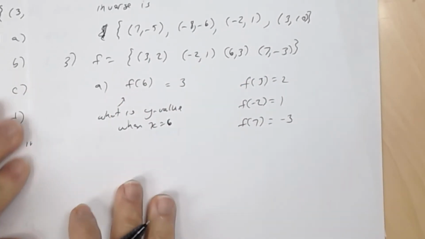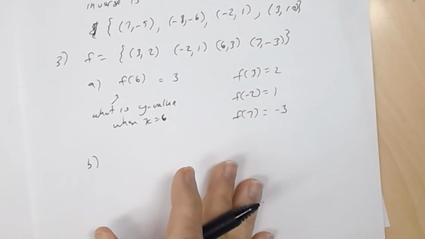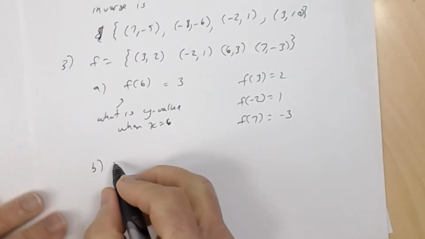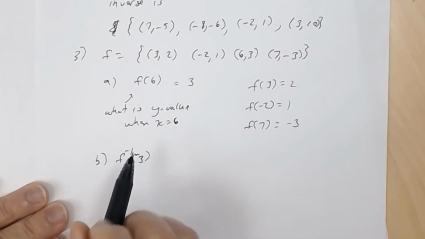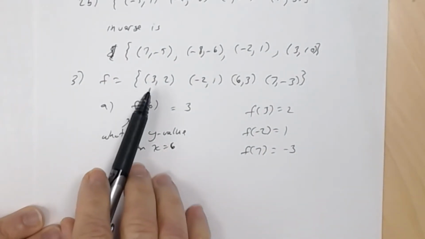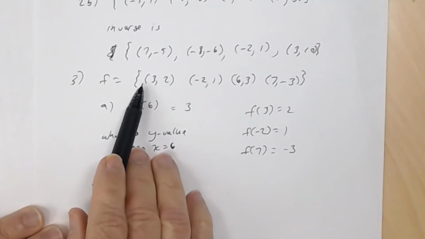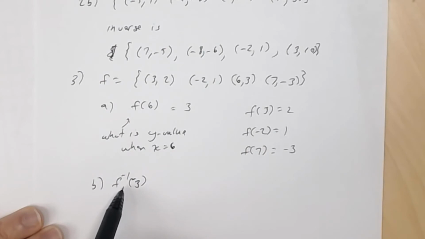Now, let's look at B. B says, what is f inverse of negative 3? Right here, negative 3. Be careful. You might say, well, I don't see a negative 3 here. That's because you're looking at your x coordinates. Remember, this is f, and I'm looking for the inverse.